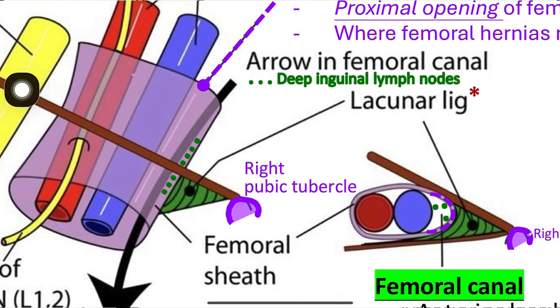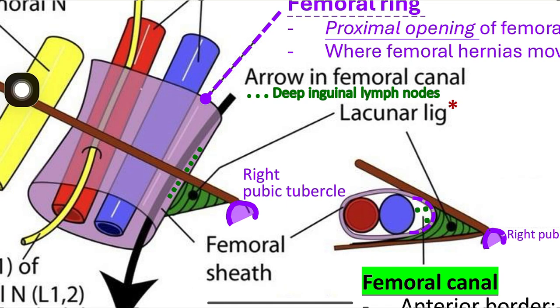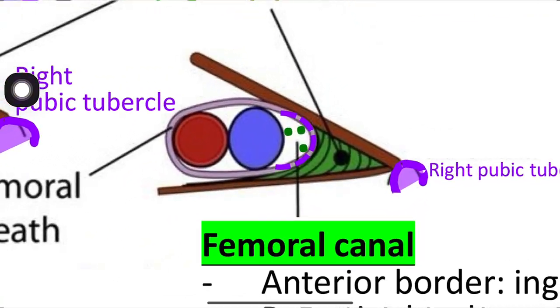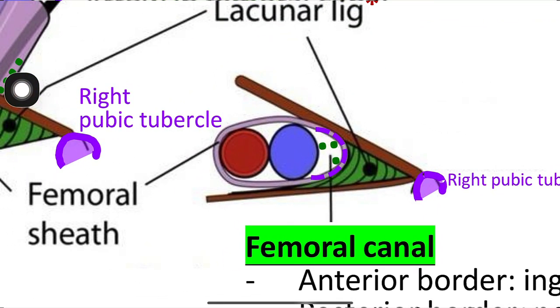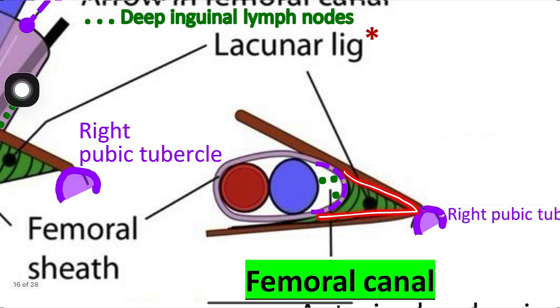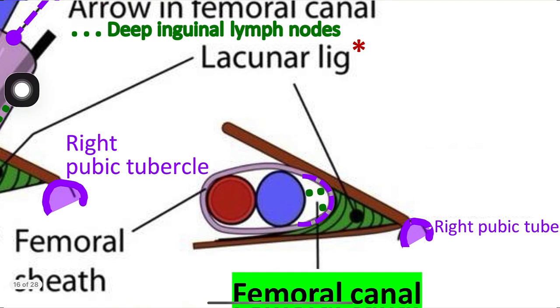Can you see the green dot? So originally, the arrows are in the femoral canal, but inside it we can find the deep inguinal lymph nodes. I use the green dot here to show you. And on this side, you can clearly see that at the most medial attachment, we have the lacunar ligament, okay? So the femoral canal here, the medial border here, we have the lacunar ligament.